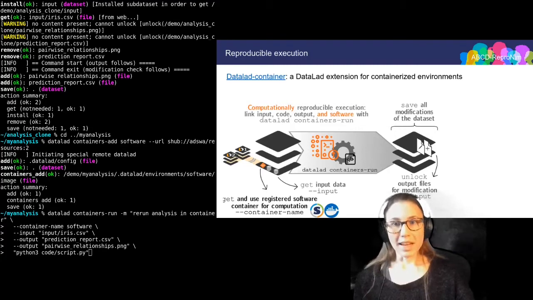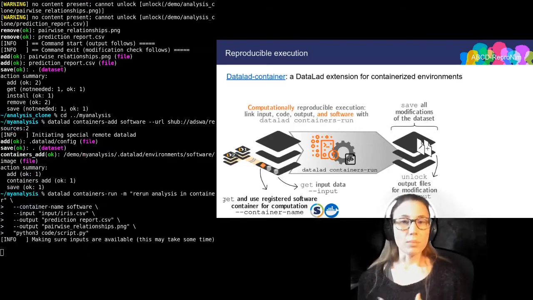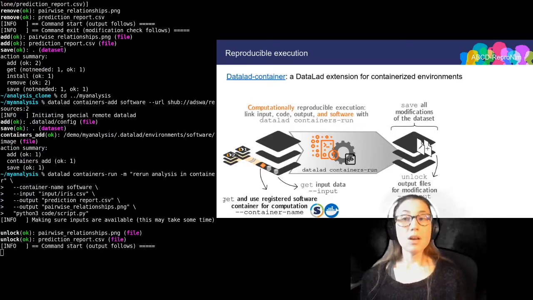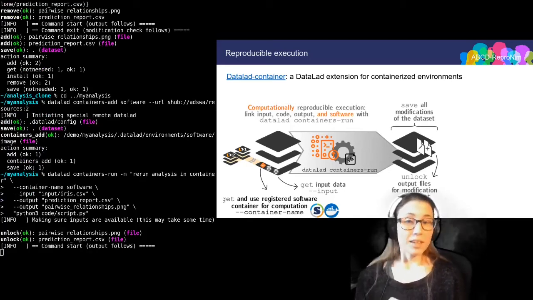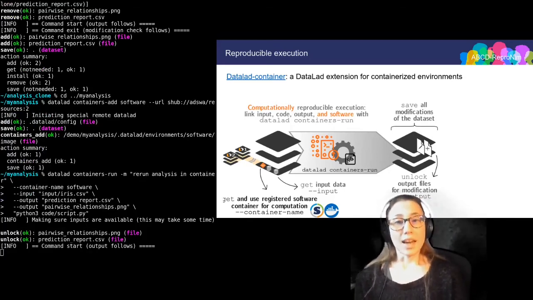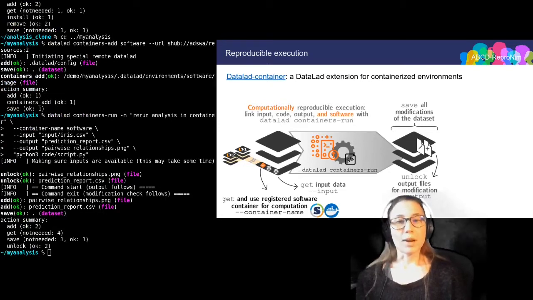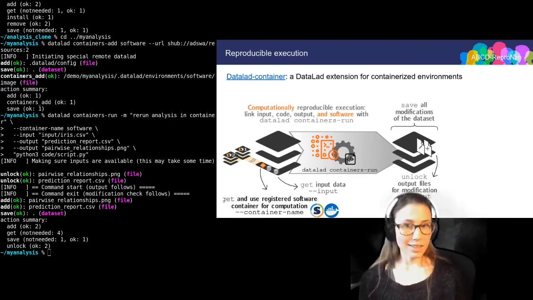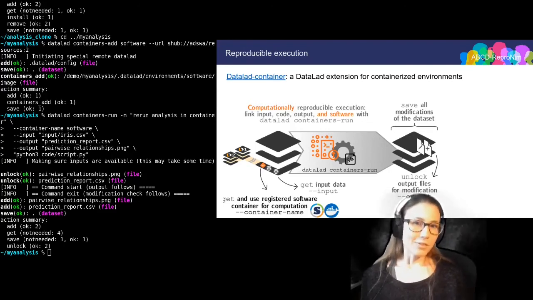Okay, so when I execute this command now, the command is executed just as before, but inside of the container, and the container is included as additional provenance into my run record. And because everything is now version controlled and tracked, I can precisely identify any difference that occur between reruns.